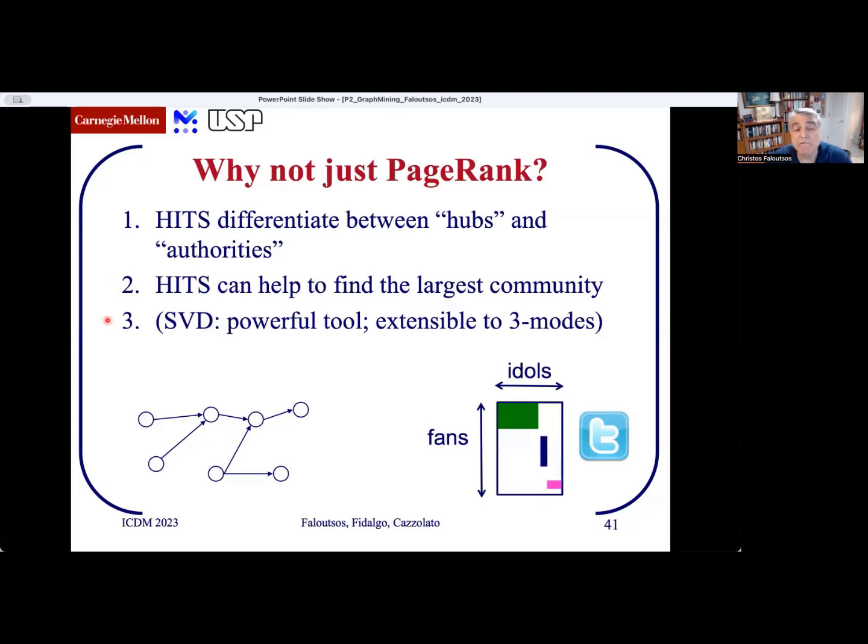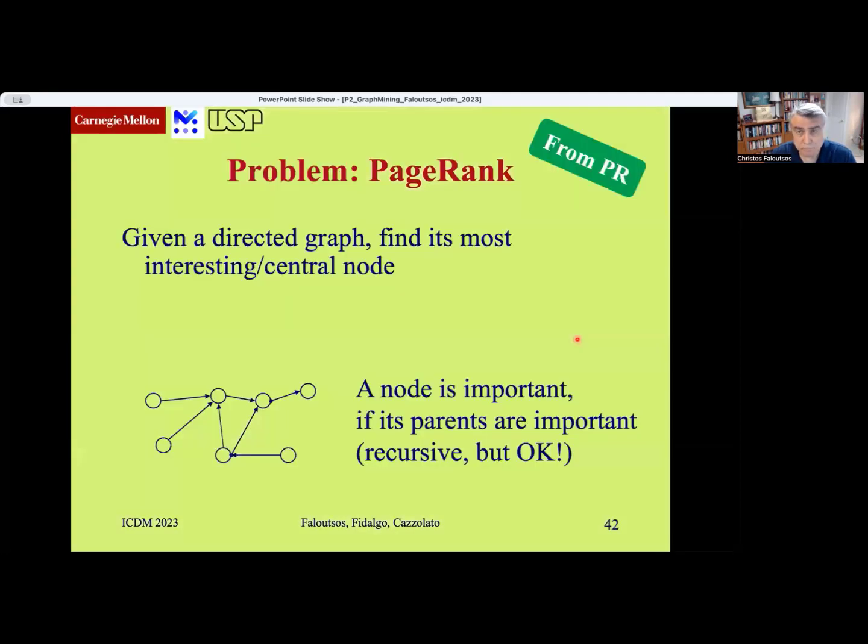And the third reason is that HITS eventually will lead to a very intuitive description of the singular value decomposition, which is a powerful tool and which can be extended to three modes, like time-evolving graphs that we'll see later, while PageRank cannot, or at least not easily. So remember, green background means we have seen it before, right? From PageRank, we have seen that the intuition behind PageRank is a node is important if its parents are important.